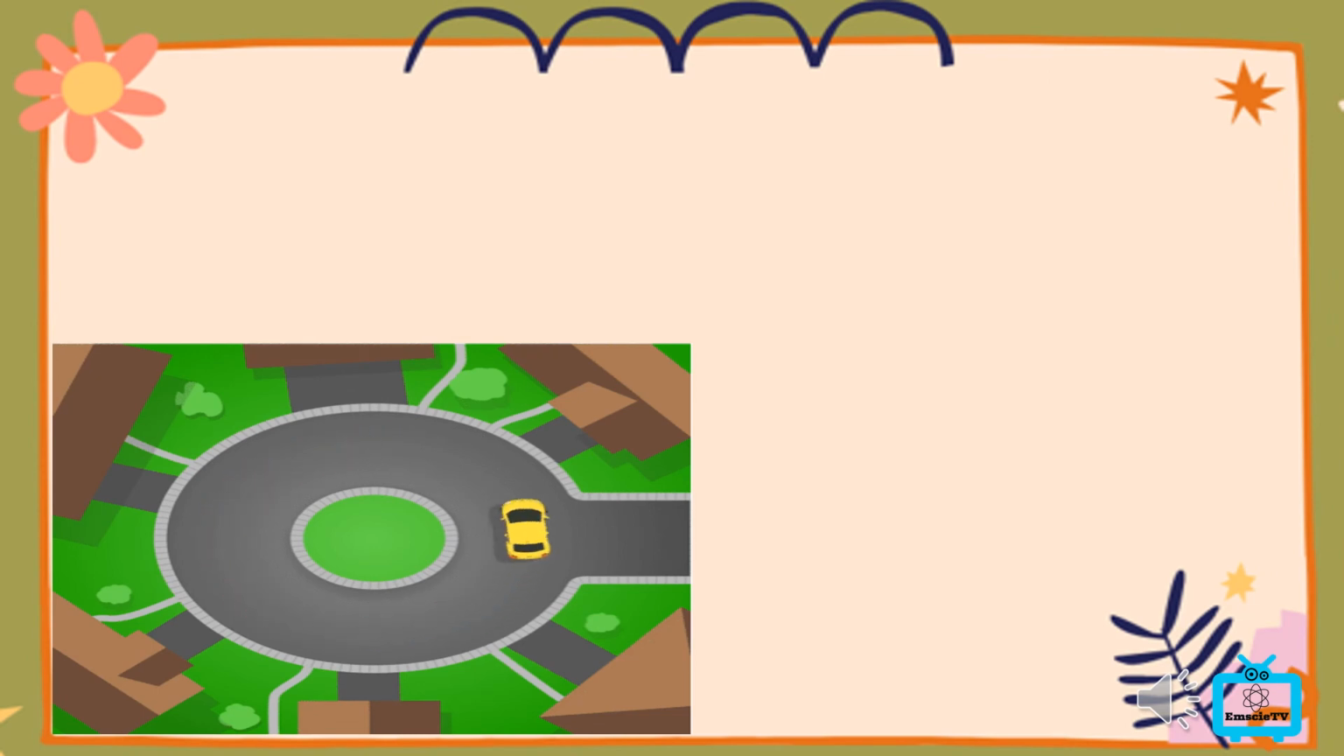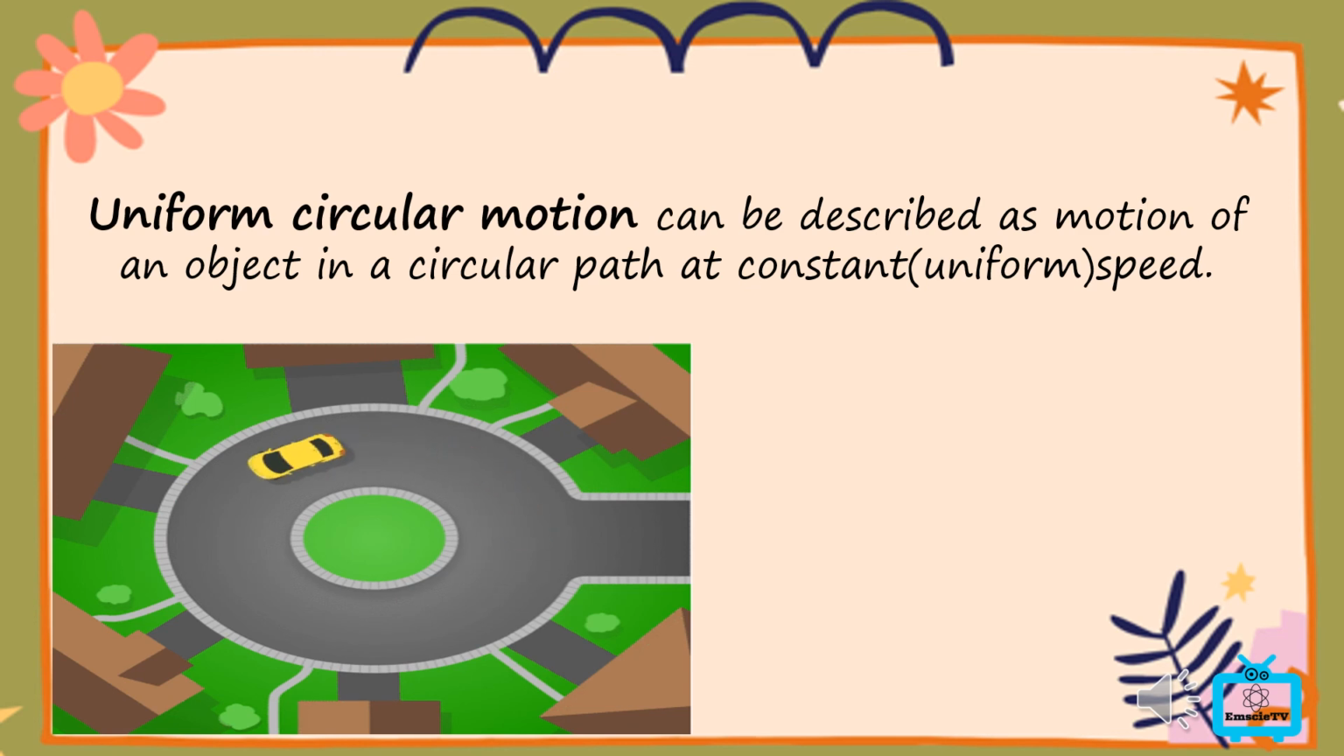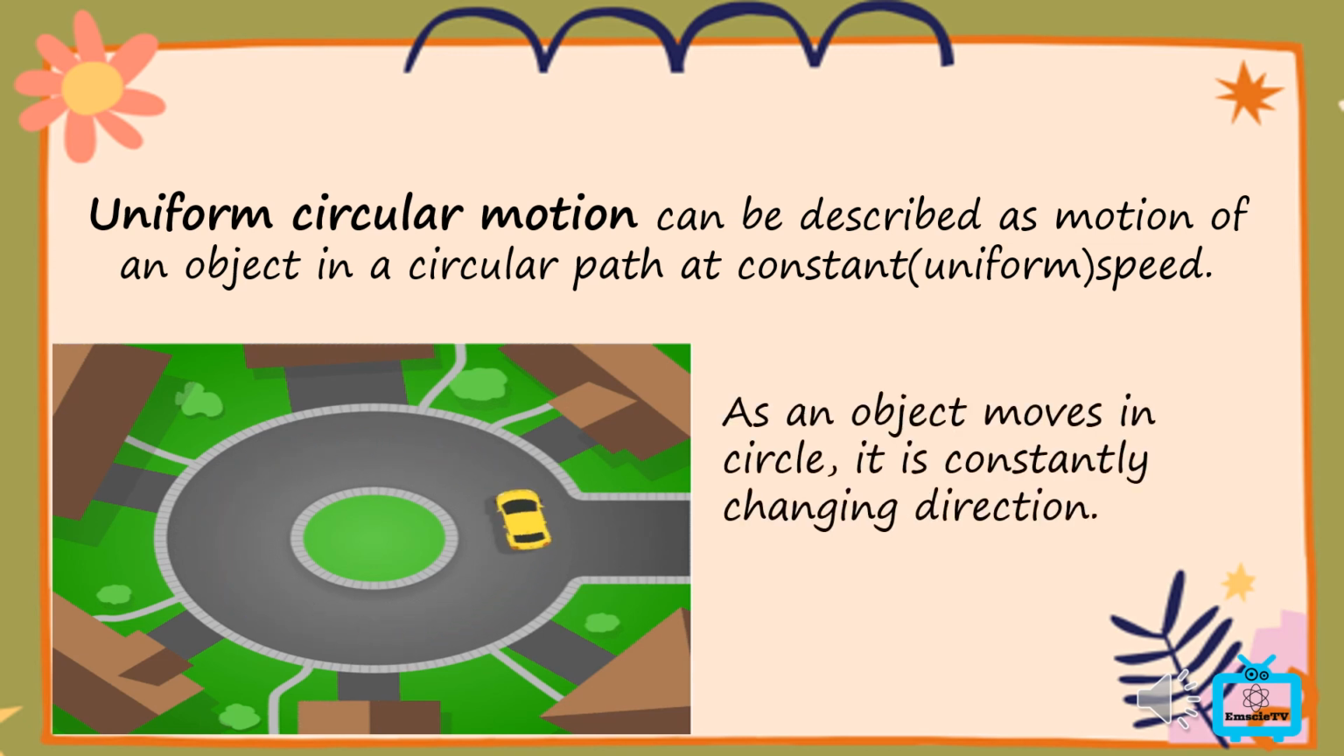Uniform circular motion can be described as motion of an object in a circular path at constant or uniform speed. As an object moves in a circle, it is constantly changing direction.